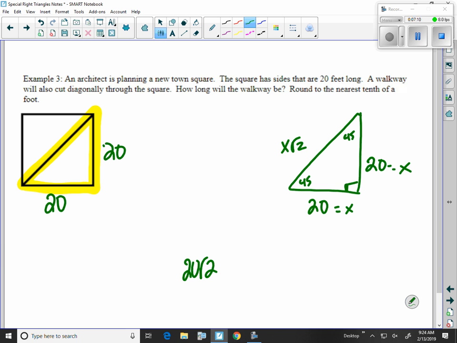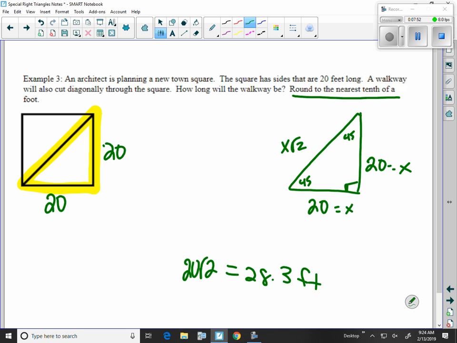Okay. Now in this case, we want to round. When we're working with actual problems, we want to multiply in our calculator and get a number. It's okay if it's in decimal. Okay, 28.3 feet. Okay, what questions do we have about 45, 45, 90?